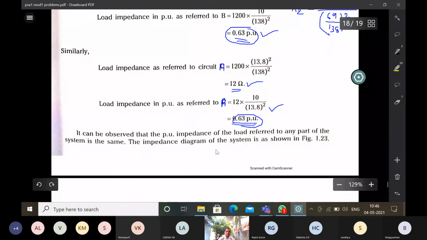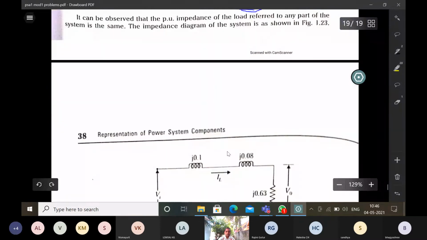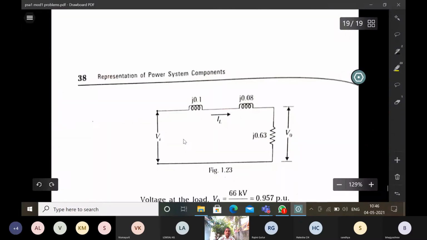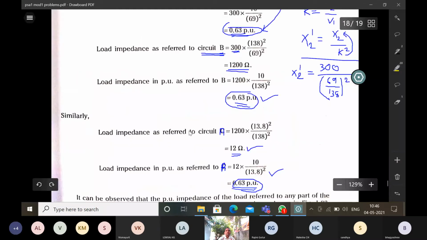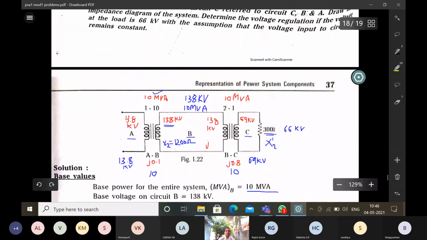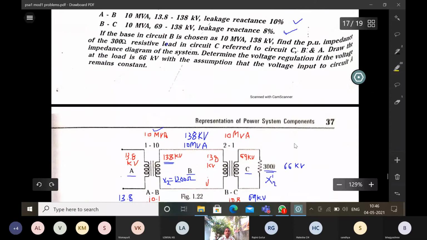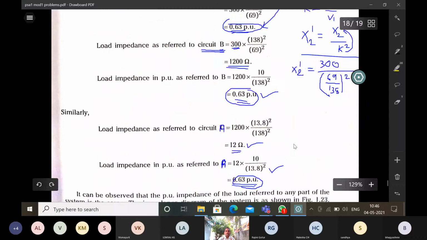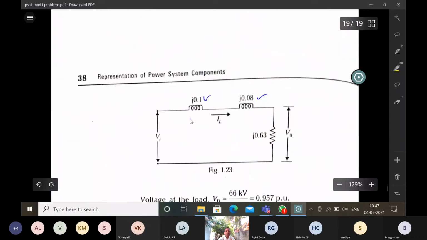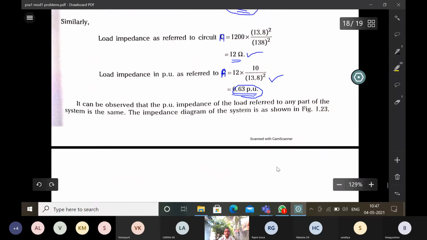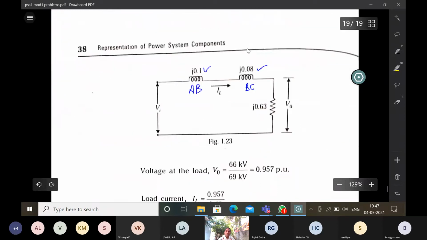So therefore the impedance diagram can be drawn now. First one is for A section, B section. He has given in between AB 10%, in between BC 8%. 8% means J0.08, 10% means J0.1. This is in between AB, this is in between BC. And load is J0.63 per unit. So one part is over.